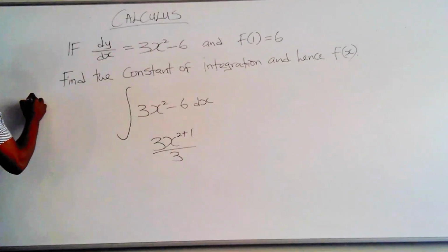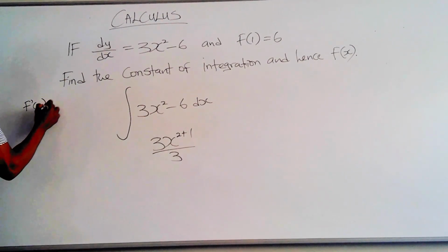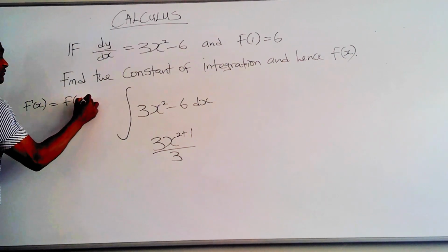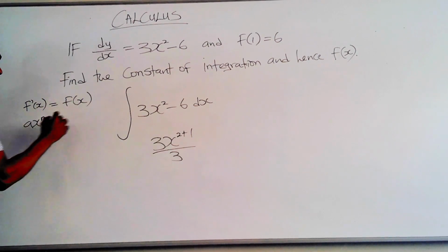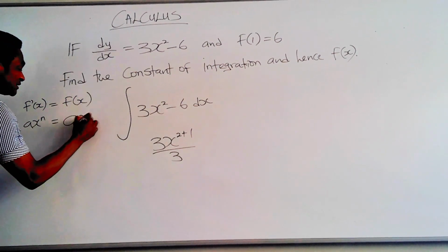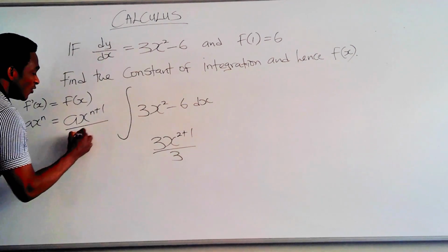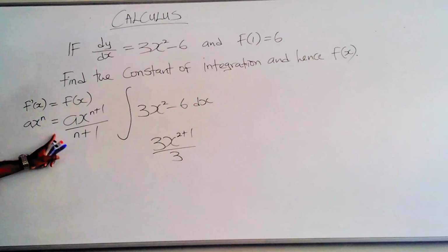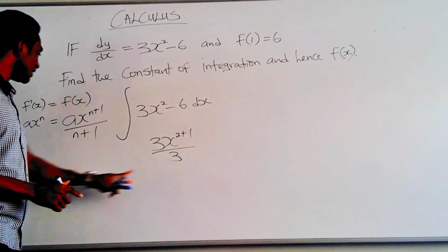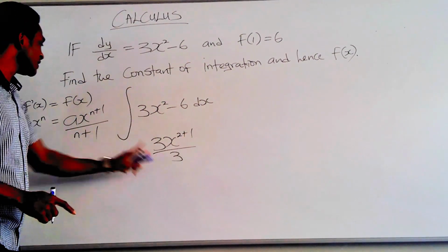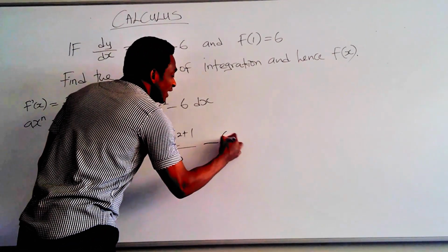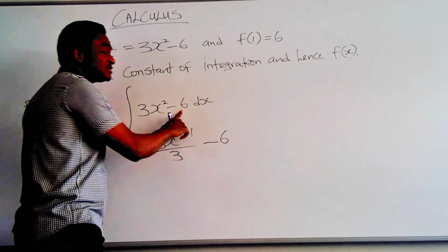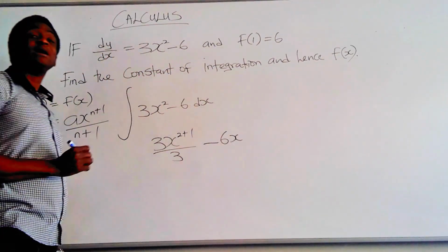Now let's get the rule. If we have the first derivative and we want to take it to the function, the rule says if this is ax to the power of n, then we must make this ax to the power of n plus 1 over n plus 1. That is the general rule for integration. Now, we are going to use this here. And this is 2 plus 1 over 2 plus 1. That's how we got this. The integral of a constant is you add x to it.